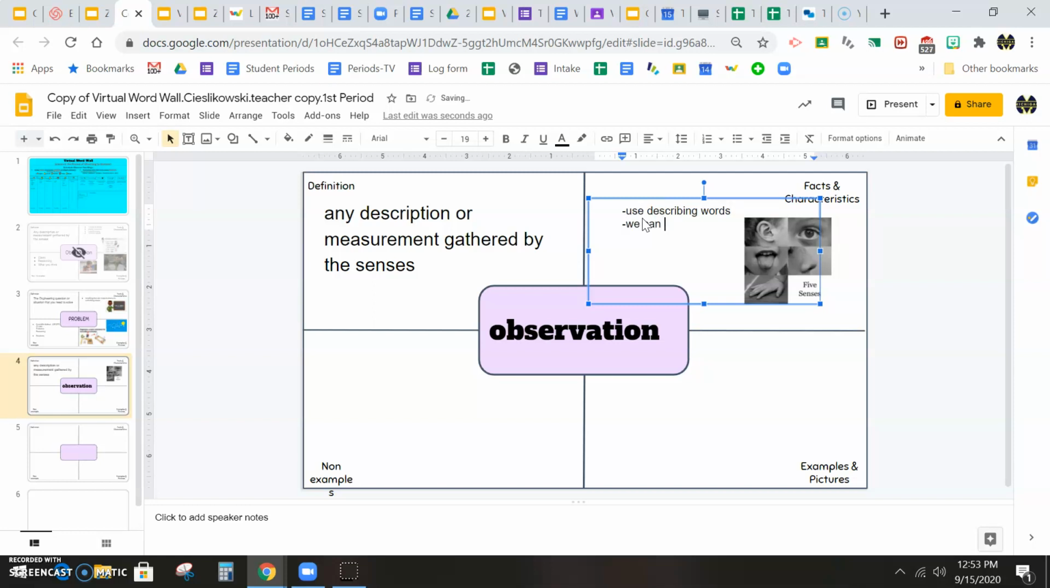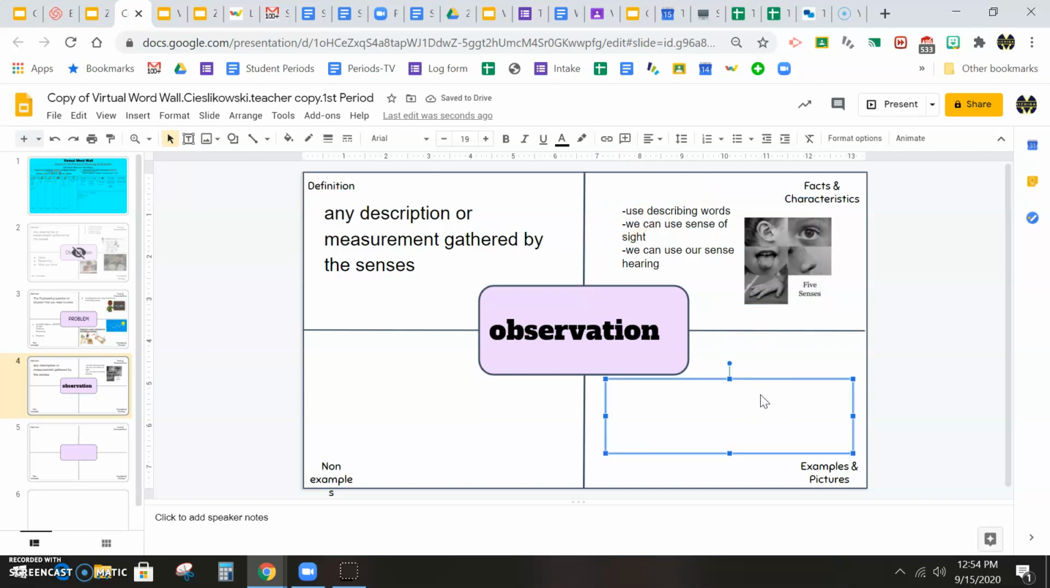We can use our sense of sight. We can use our sense of hearing, because those are the two senses that we can use virtually. So I focused on those.